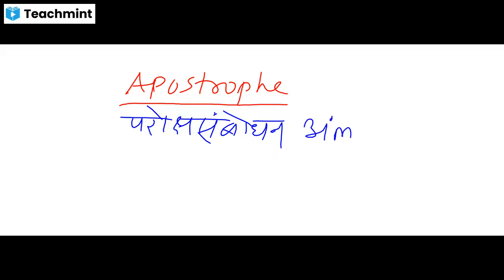A very important figure of speech in various poems. The poet uses apostrophe in various poems. Apostrophe. Let us see the definition of this figure of speech.